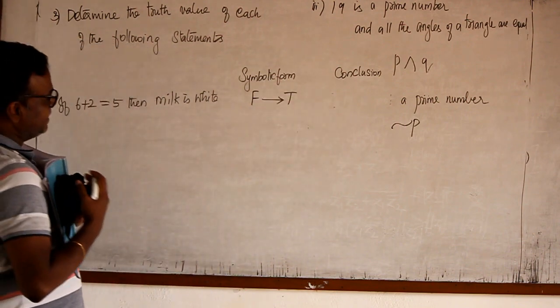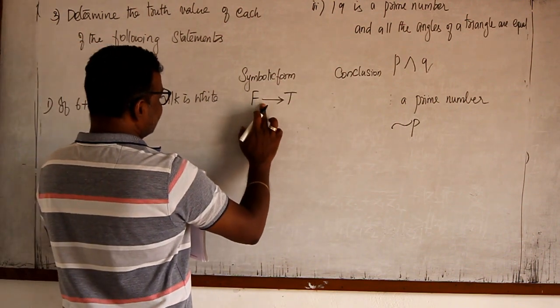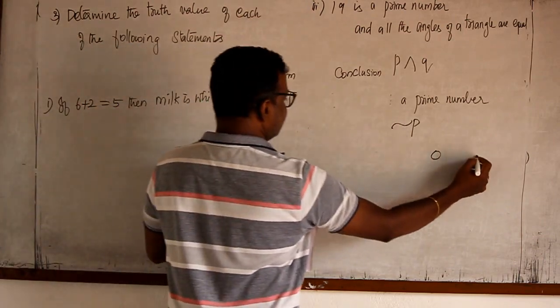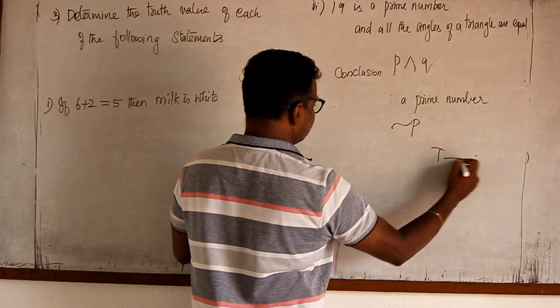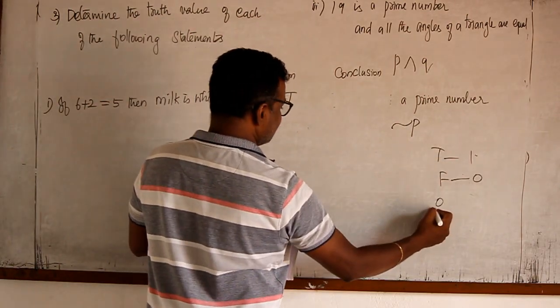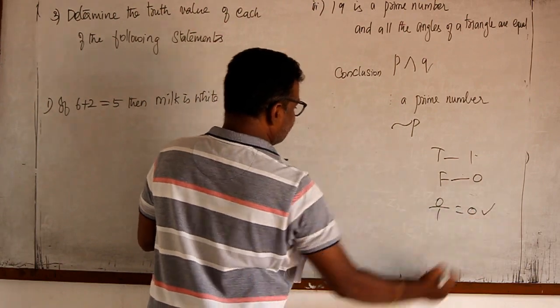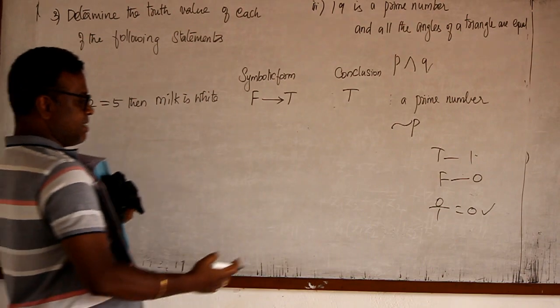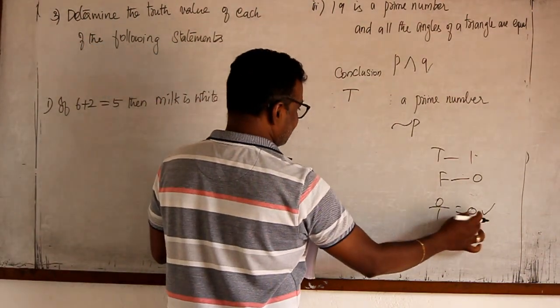So F, then the arrow, you just take it as division. F is always 0. T is always 1. So understanding T is 1, F is 0. So 0 by 1 is 0, a number, so give that answer as true. If the answer is a number, you write it as T.